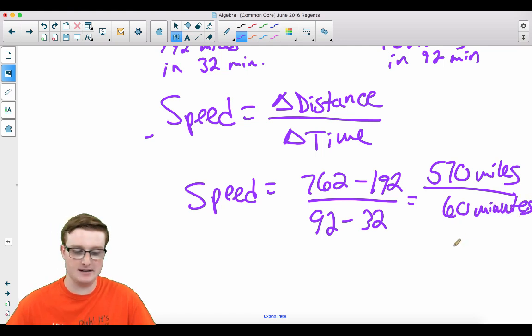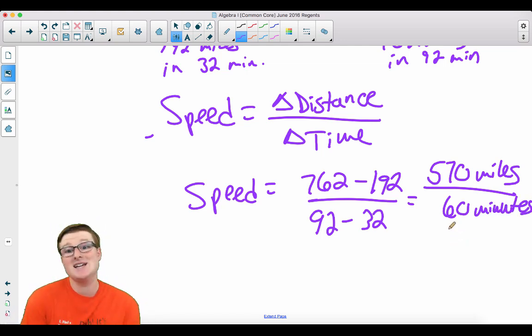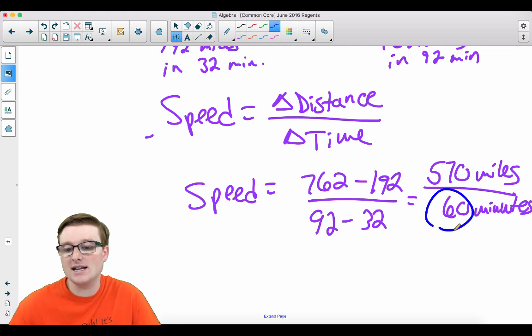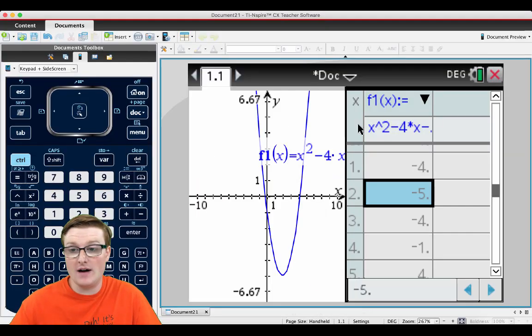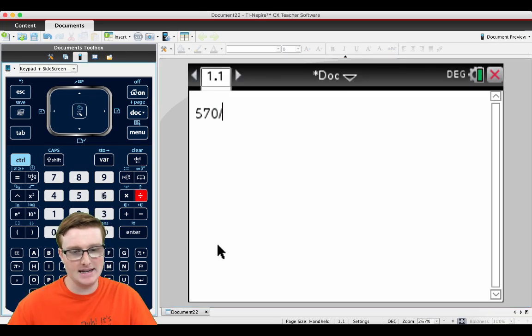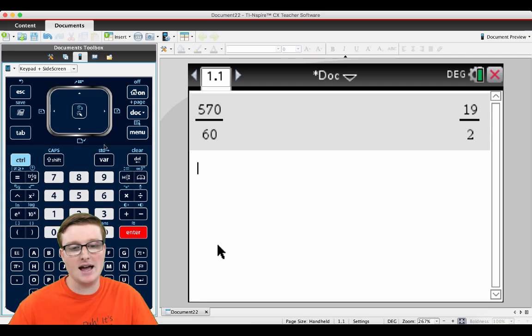However, ladies and gentlemen, what's nice about this is how many minutes are in an hour. There are 60 minutes in an hour. What's nice about this question is we could just divide these numbers and it will convert it to hours easily. So we take 570 and divide it by 60 minutes. We get 19 halves, which is equivalent to 9.5.